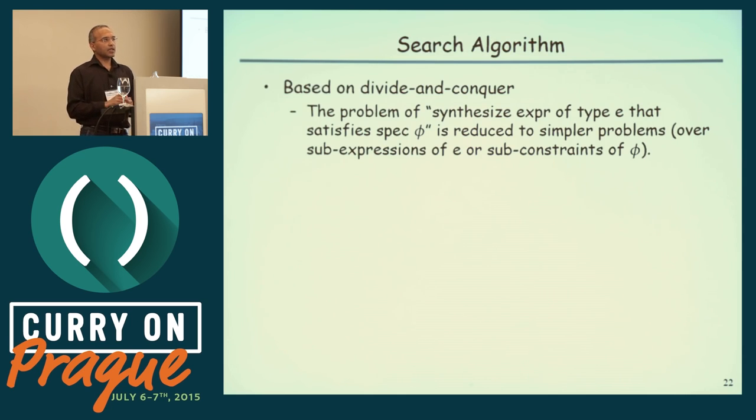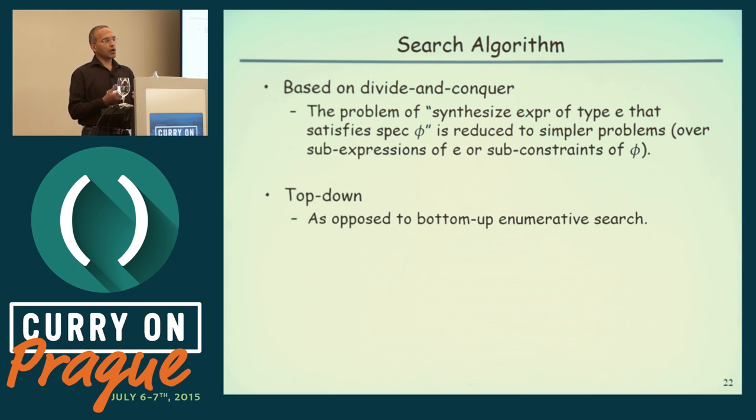Our search algorithm is basically built on the philosophy of divide and conquer. So the problem of synthesizing a top-level expression in a domain-specific language is reduced to the problem of synthesizing its sub-expressions. And it is a top-down strategy as opposed to a bottom-up enumerative search, which tries to construct all expressions in increasing order of their size and figure out which expression works. So this enumerative search is not going to work in this setting.